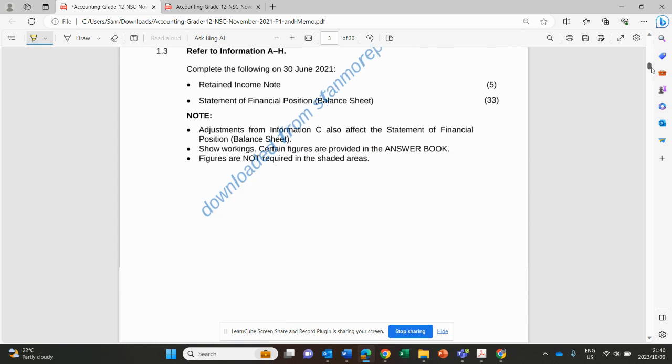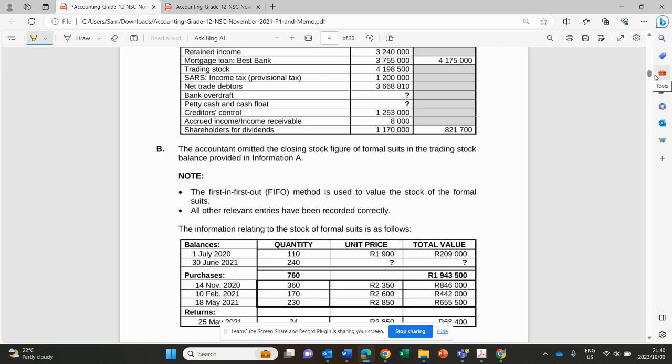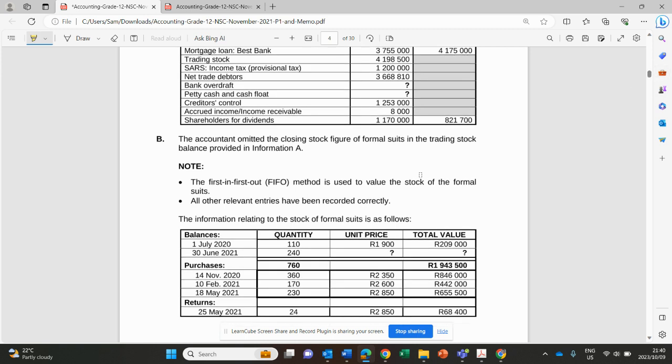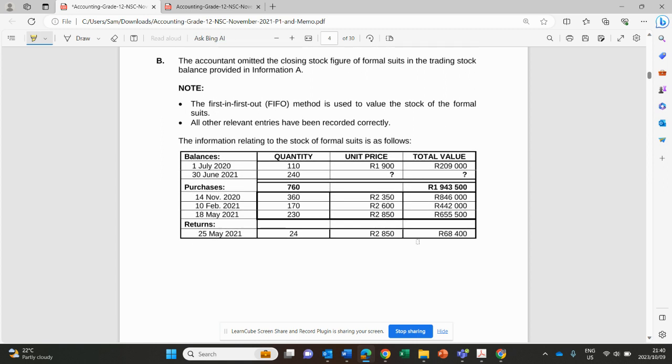Now, in information B, we are given that the accountant omitted the closing stock of formal suits in the trading stock balance provided in information A. Then we're given that they are using FIFO to evaluate the inventory. Now we want the closing stock using FIFO.